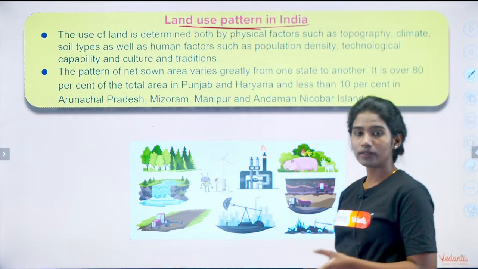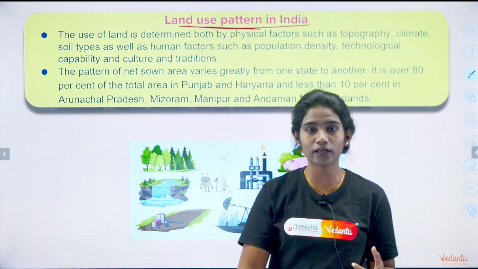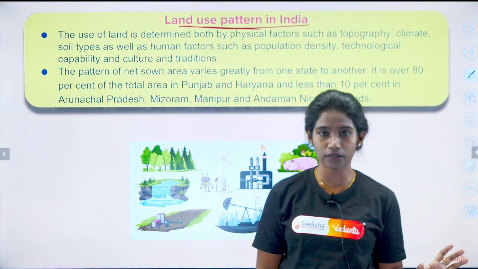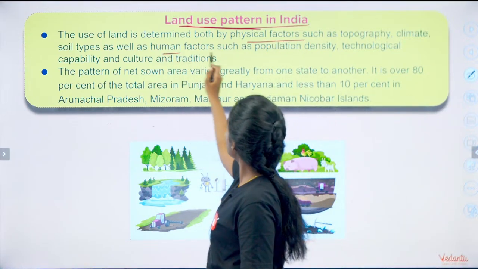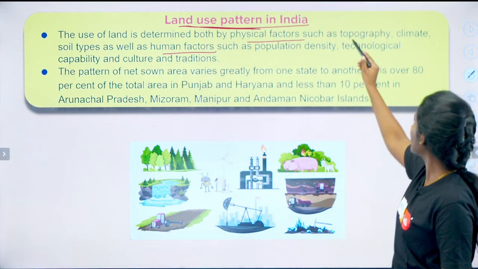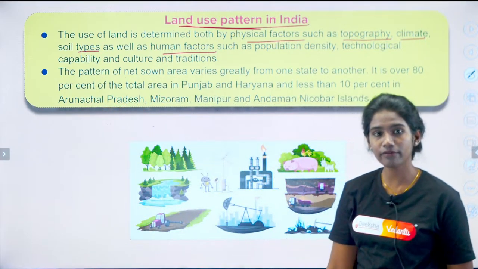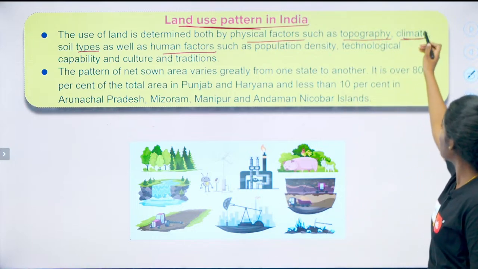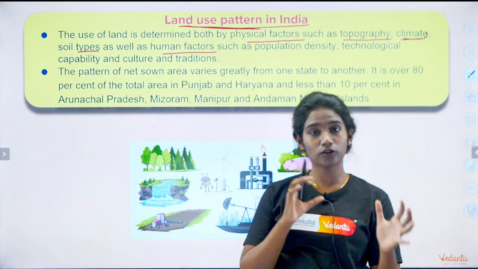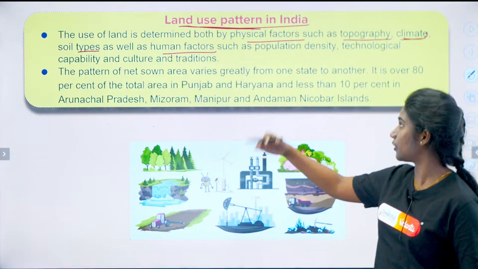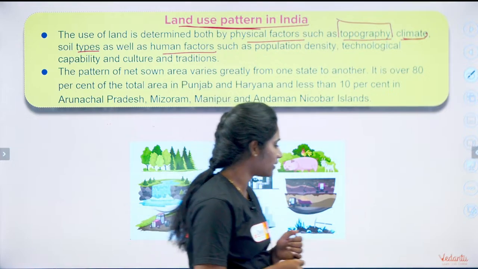I told you that the land is utilized for these purposes. How did they find out that it is utilized for this purpose? It is with the help of physical factors and also human factors. Physical factors like topography, climate, soil type and so on. They will study the soil type and the climate over there. In our nation, the climatic condition varies from one place to another. It does not remain the same. So they will study climatic condition, soil type and so on. Now, what is topography? Can anyone say what is topography, students?